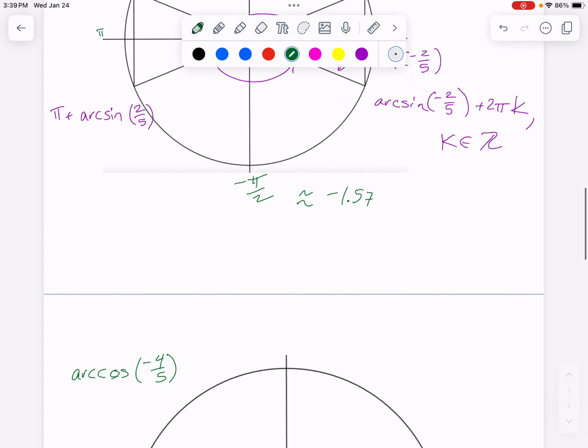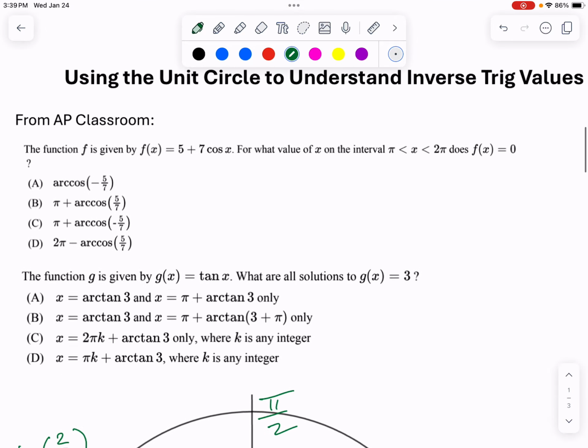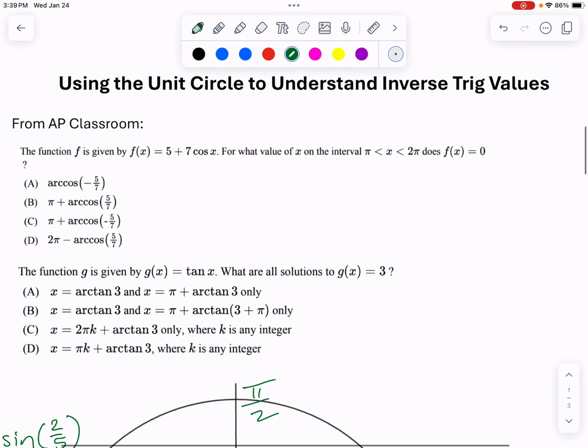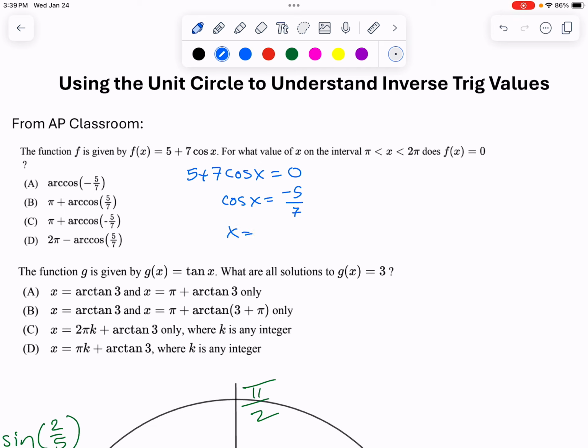Let me show you why I care about this. So this one question says, we've got 5 plus 7 cosine x equals 0. For what answer does f of x equal 0? So I have cosine of x is equal to negative 5/7. And so x equals arc cosine of negative 5/7.